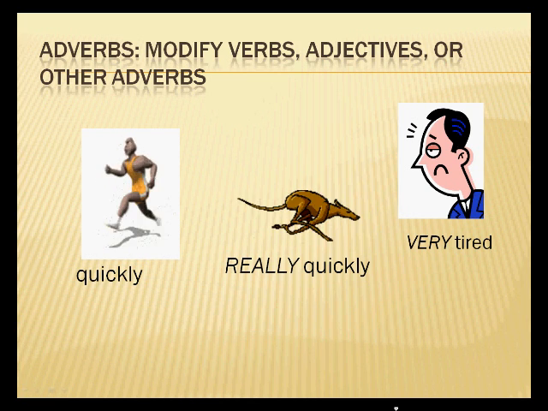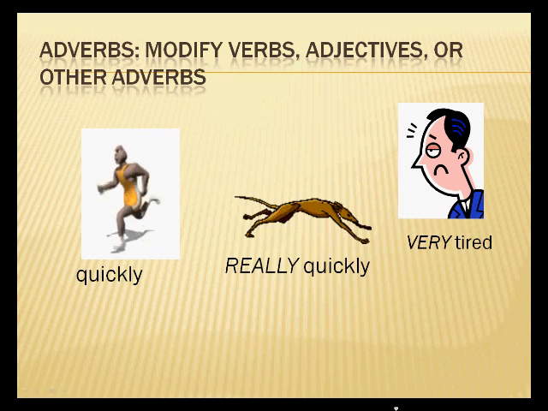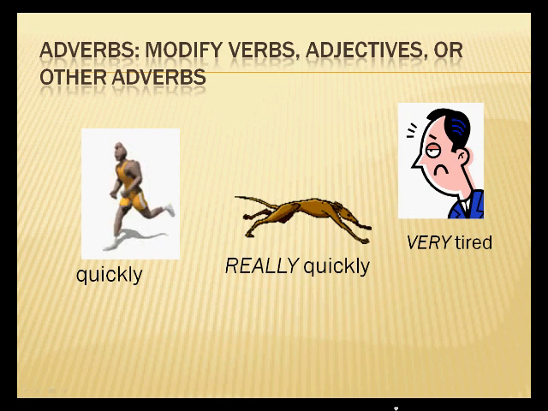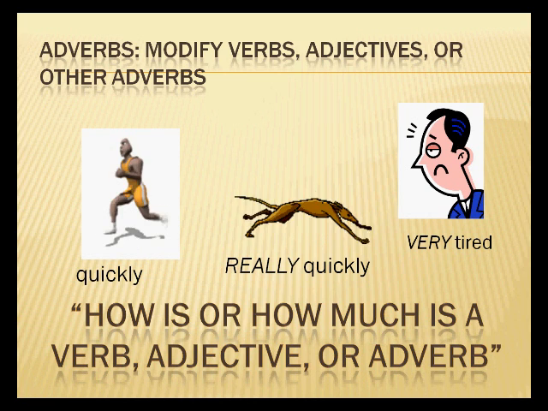In my second picture, the dog is running quickly, but we want to add some extra information. How quickly? Really quickly. And of course, tired is an adjective because it describes how the person is. He is tired. But the word very helps add an extra dimension to the idea. So again, adverbs help describe how or how much a verb, adjective, or adverb is.